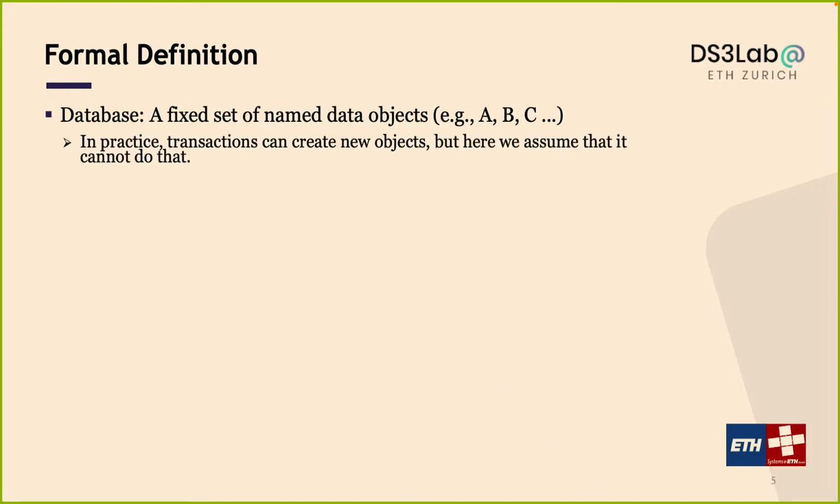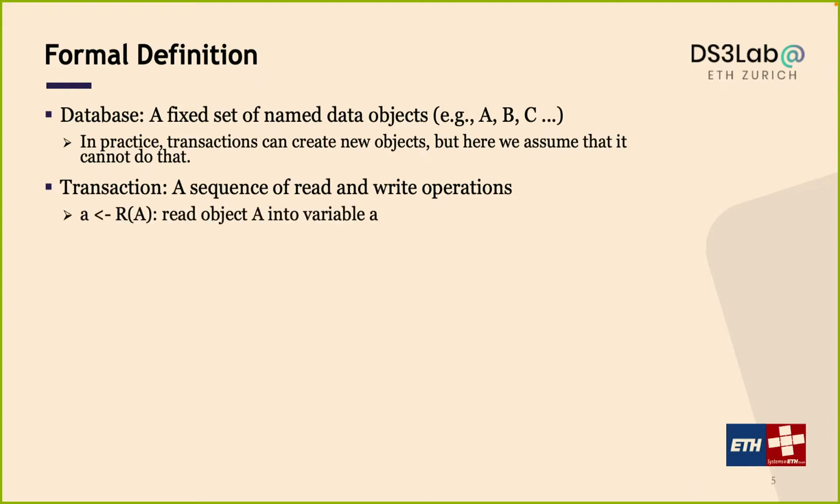In practice, a transaction can create new objects, okay? But here, let's assume a transaction only reads and writes objects. They do not create new objects. So a transaction is a sequence of read and write operations. With this notation, you have an object inside the database, and I read that from the database into a variable A. You can also write. You can say, I have this object B, and I want to write a new value.